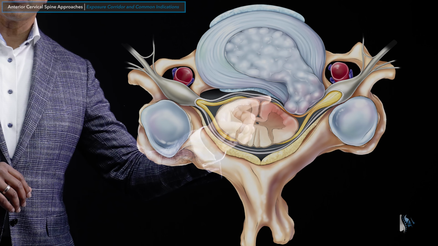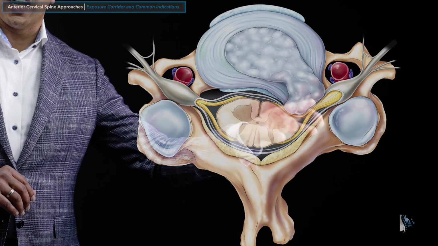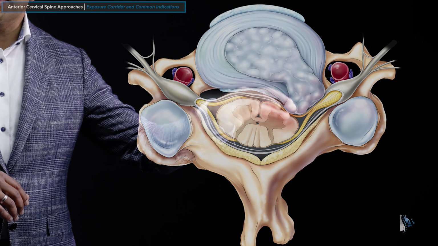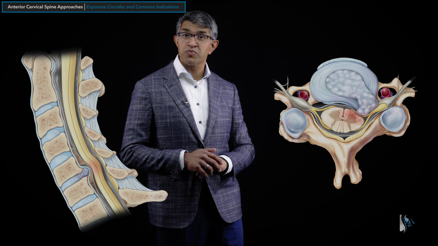And here you can see this disc herniation pushing on the spinal cord and pushing on the spinal nerve on one side. This is a situation where somebody has a disc herniation and has pressure on the spinal cord and pressure on the spinal nerve. And that is a very common situation which we would address from the front.